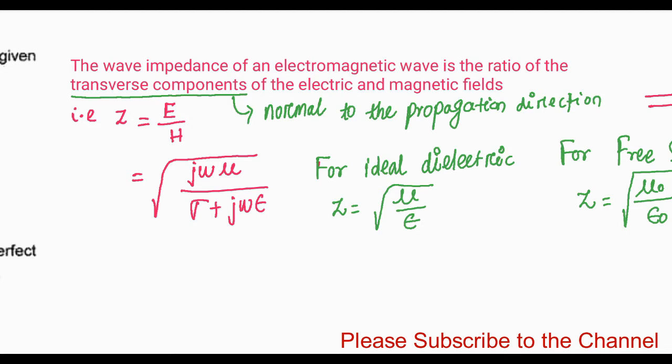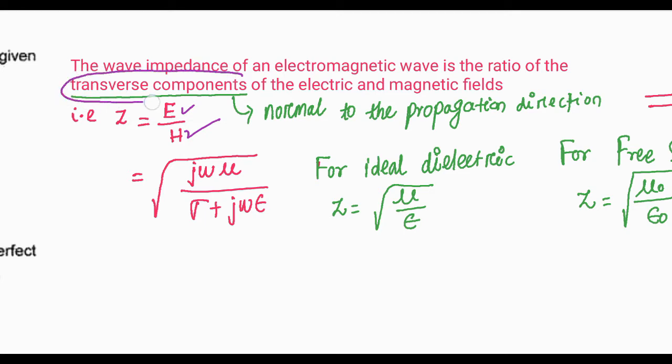And what is E and H? E is the transverse component of the electric field, and H is the transverse component of the magnetic field. This is for the electric field and this is for the magnetic field. So what is the transverse component? Transverse component means the component normal to the propagation direction.